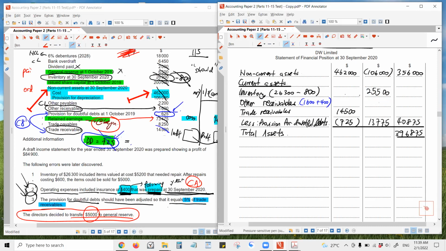That's the challenge of the question. You have to be aware of the entire situation. Then you have to be sensitive to what you are doing. Let me repeat. This $400 is the prepaid insurance that you found through the error 2 in the question.